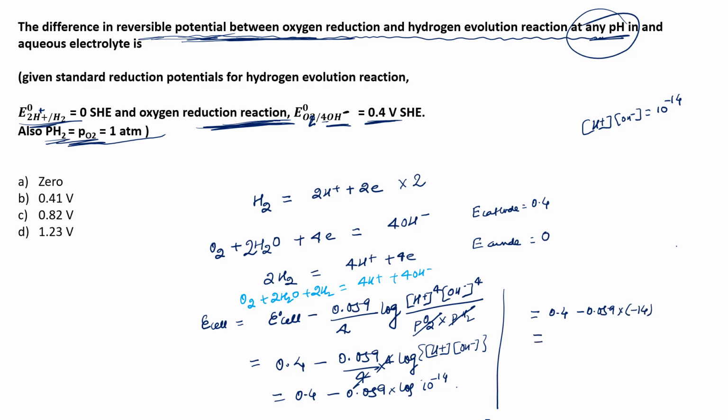Now if you do this calculation, let me do this. It comes to 1.226 volt. So this is the answer. 1.226, that means 1.23.